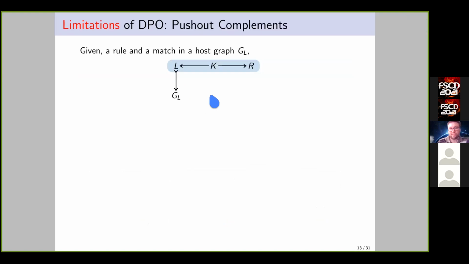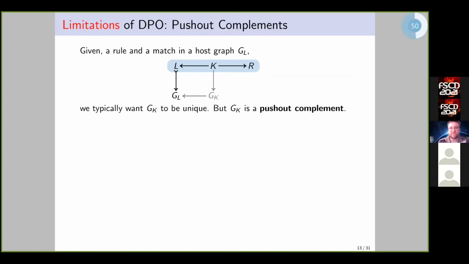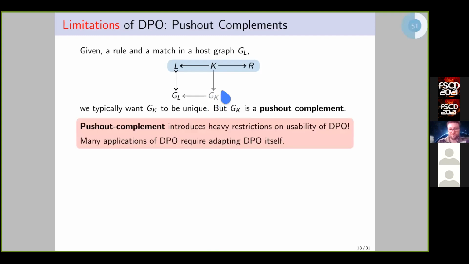So I've mentioned before that computing GK, computing the pushout complement, is a problem. Indeed, it is a problem not only if you allow this to be non-injective. In general, we are given a rule and we have some match in the host graph. And then we want to know what is the rewrite step generated by this match. So we want to find GK, and this is called the pushout complement. But in many categories, this pushout complement is actually not uniquely defined. And this problem of not having a unique pushout complement introduces heavy restrictions on the usability of DPO.